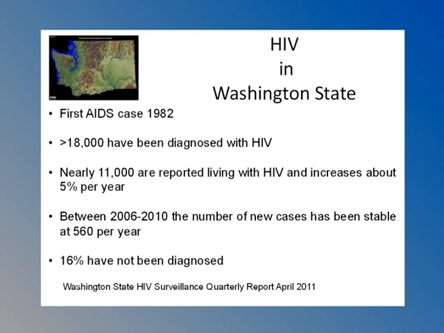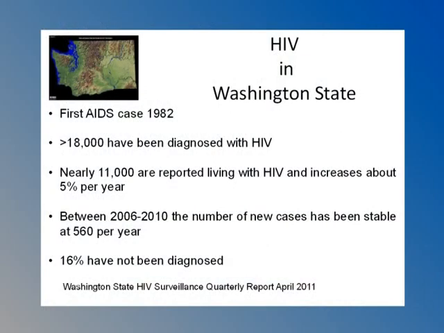Okay, what about here? What's going on in Washington State? First case was in 1982. At this point, over 18,000 have been diagnosed with HIV. Right now, 11,000 are reported living, so the discrepancy between the 18,000 and the 11,000 is probably people who aren't living anymore, and they've died from it. And it's increasing about 5% a year. We need to work on education a little bit better, I think.